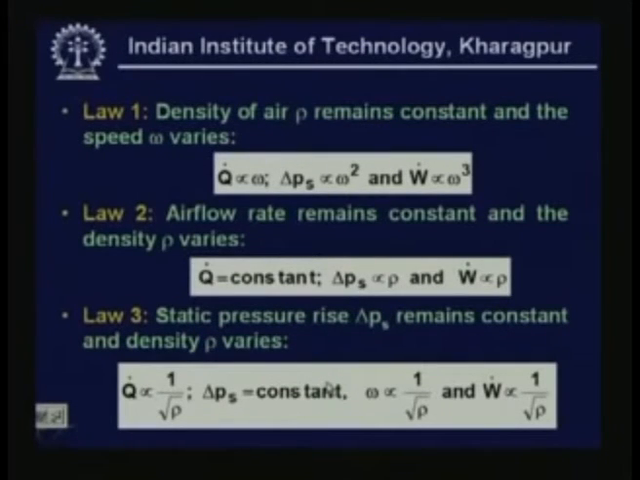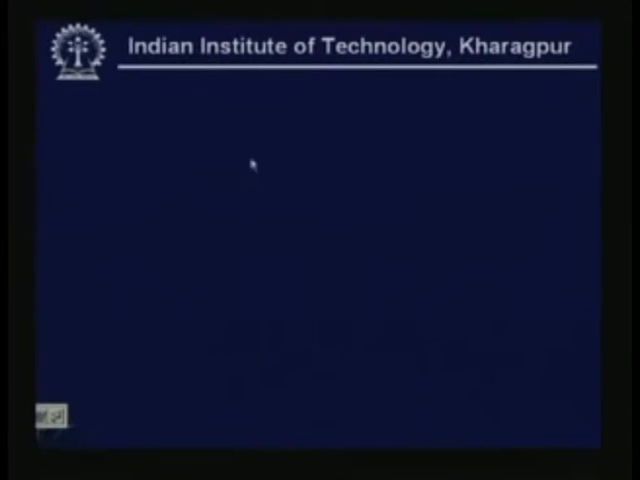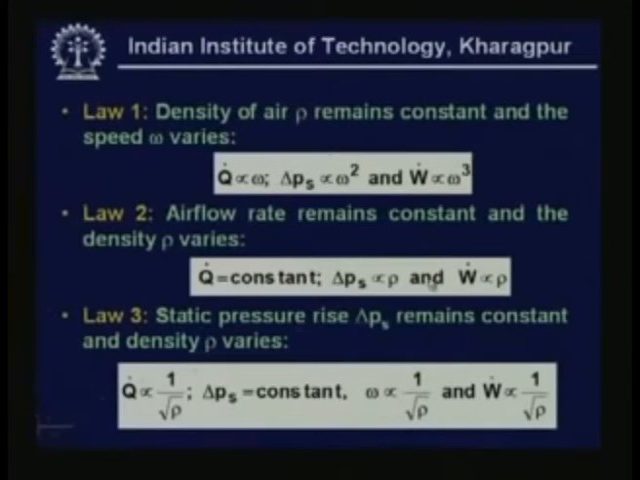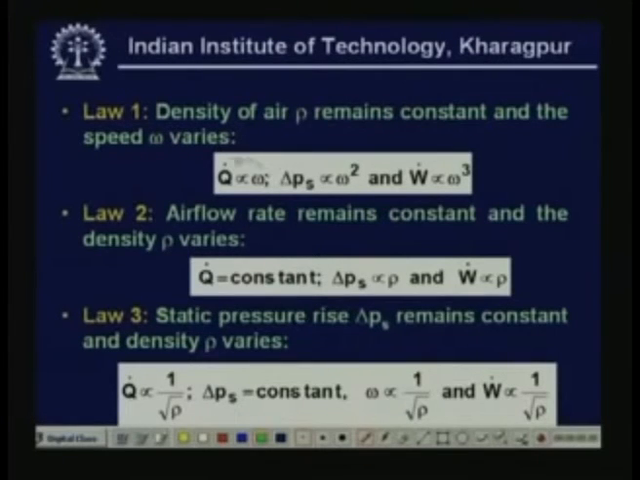So, first, fan law 1. Fan law 1 is applicable when density of air remains constant and the speed omega varies. So, this law is valid under these conditions. So, when the density of air remains constant and when the speed varies, from the previous relations we find that the air flow rate varies with rotative speed. Q dot is proportional to rotative speed, that means if you increase the speed, Q dot increases directly.